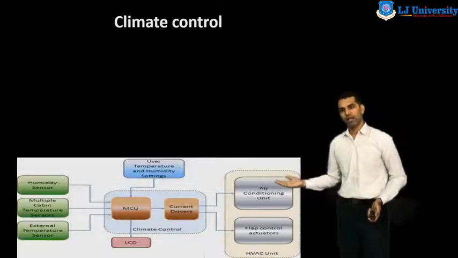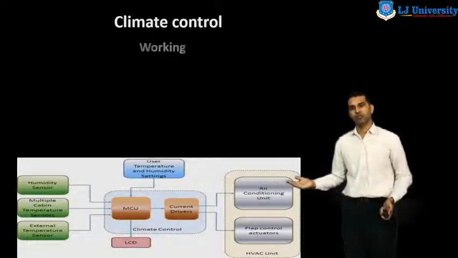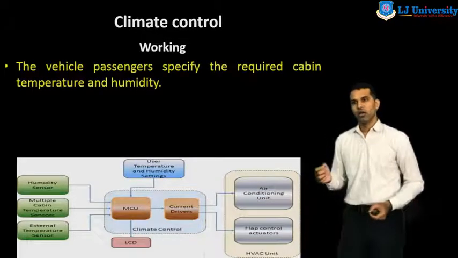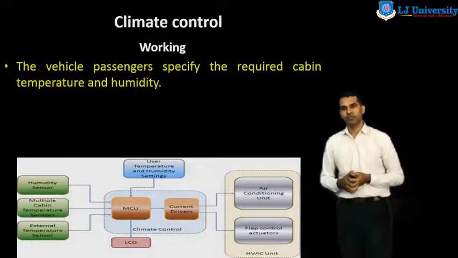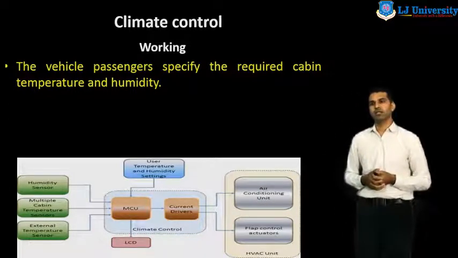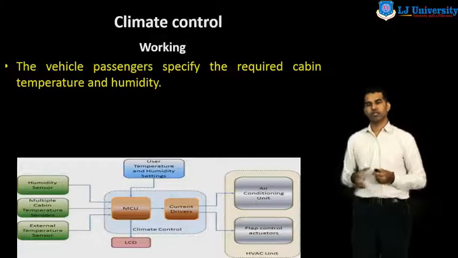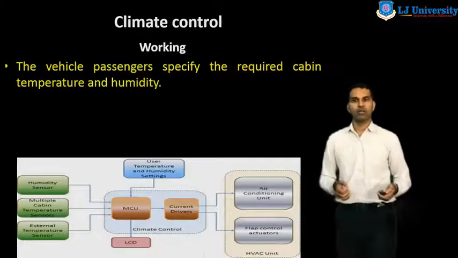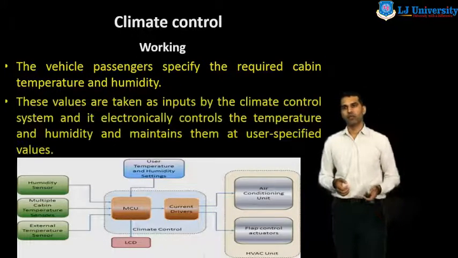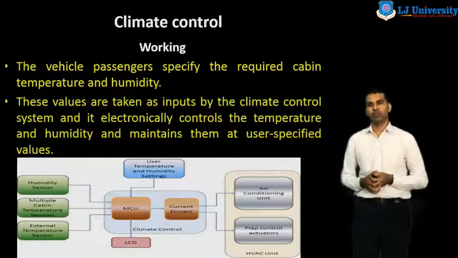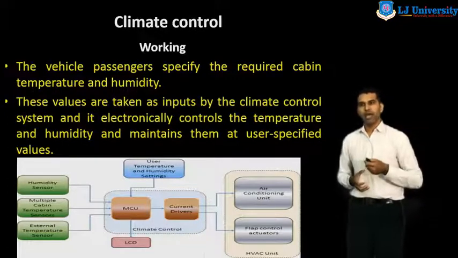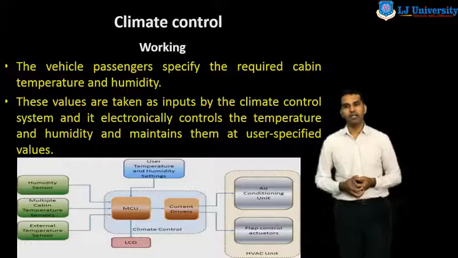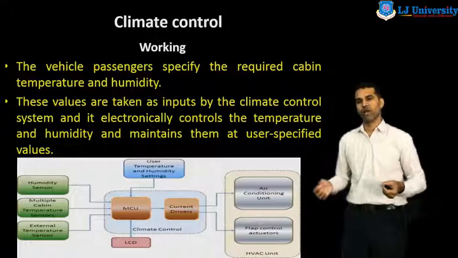Now this is the block diagram of the climate control system. So now we understand the working of this climate control system. The vehicle passenger specifies the required cabin temperature and humidity. That means they set the desired value of the temperature and humidity. These values are taken as input by the climate control system, which electronically controls the temperature and humidity and maintains them at the user-specified value.